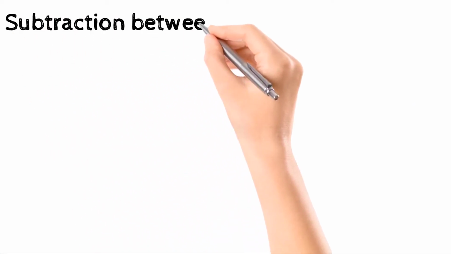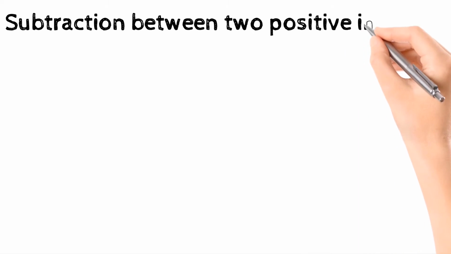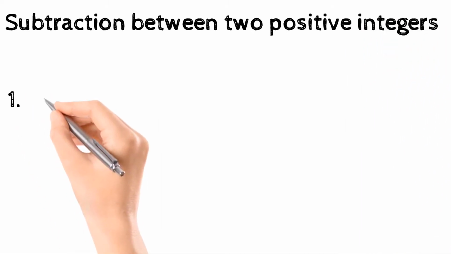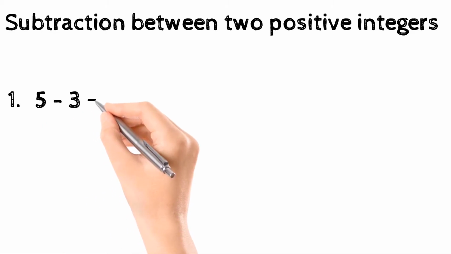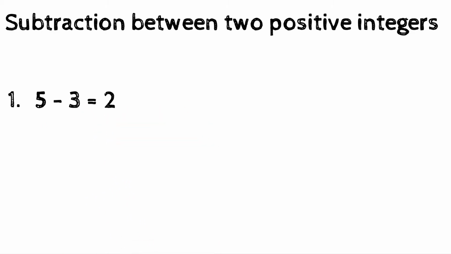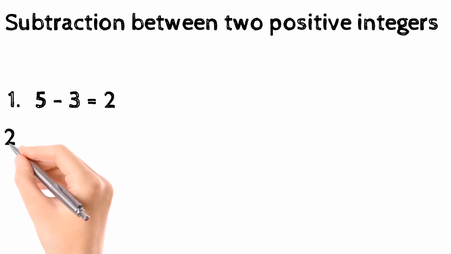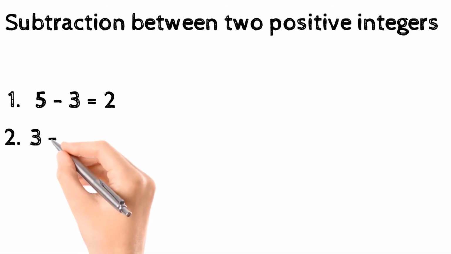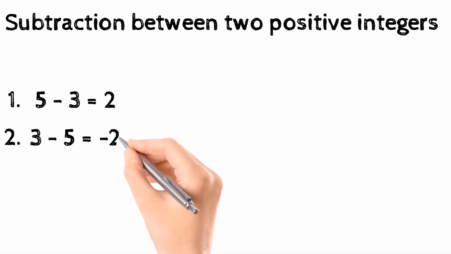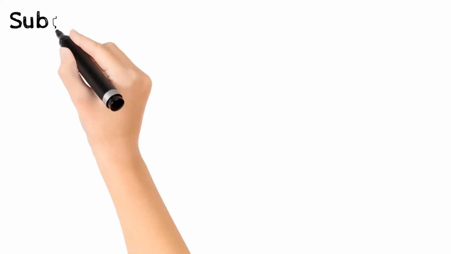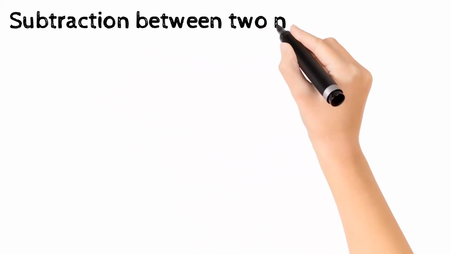let's see a few examples of subtraction between two positive integers. First one, 5 minus 3, which is equal to 2. Second one, 3 minus 5 is equal to -2, because here the biggest number is 5 and before the 5 there is a minus sign. Subtraction between two negative integers.